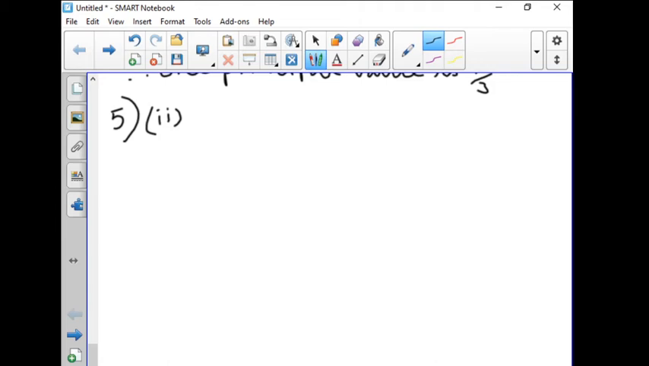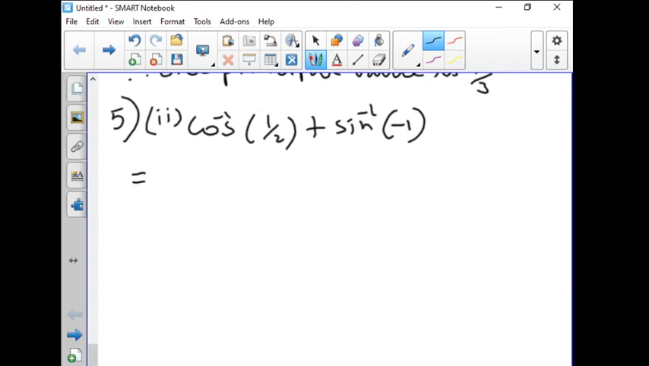And first one is also very simple, similar to the fourth question. So, we will do only the second one. So, what is it? Cos inverse of 1 by 2 plus sin inverse of minus 1. We have to find the value of this.